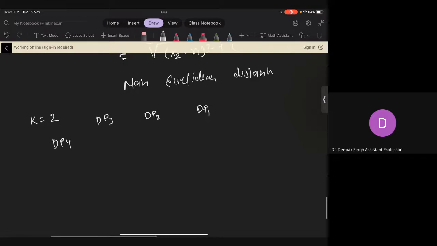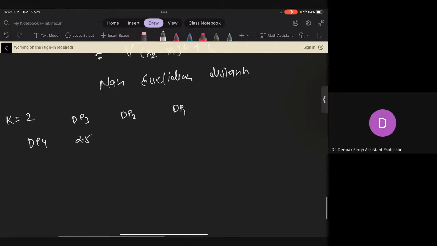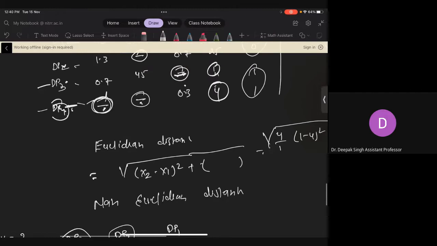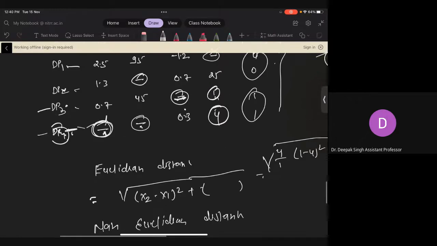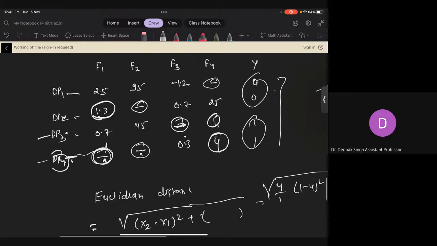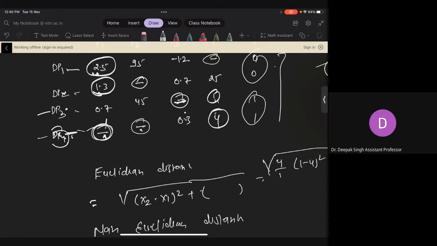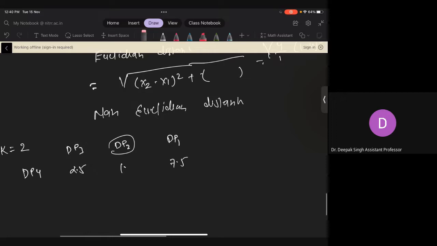the distance from dp4 to dp3 is suppose 2.5, to dp2 it is 1.5, and to dp1 it's 7.5. Which two are closer? It's dp2 and dp3. Okay? So dp2 and dp3 are closer. Now, to fill this value, dp2's value and dp1's value, sorry, dp3 and dp2, right? So not dp1.